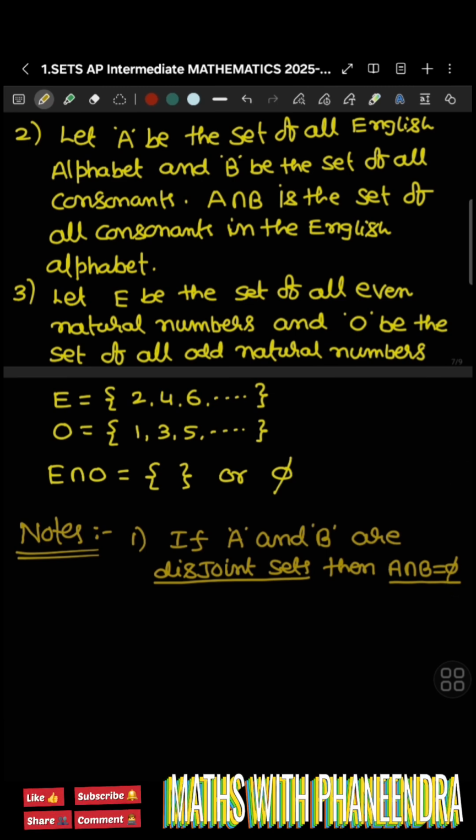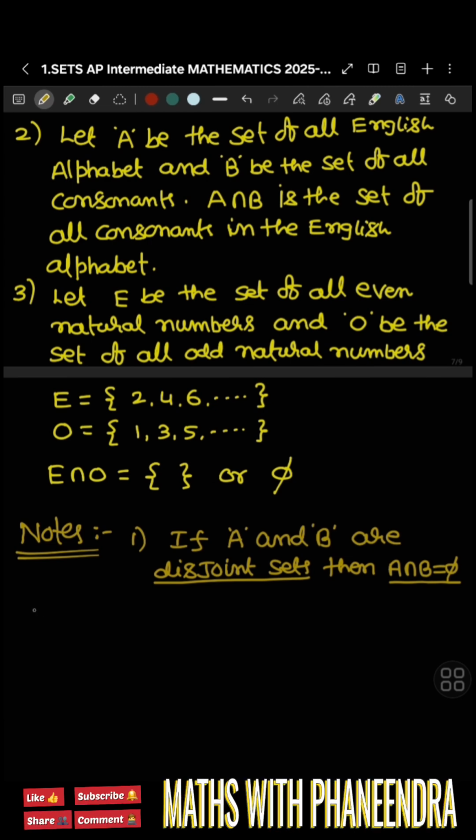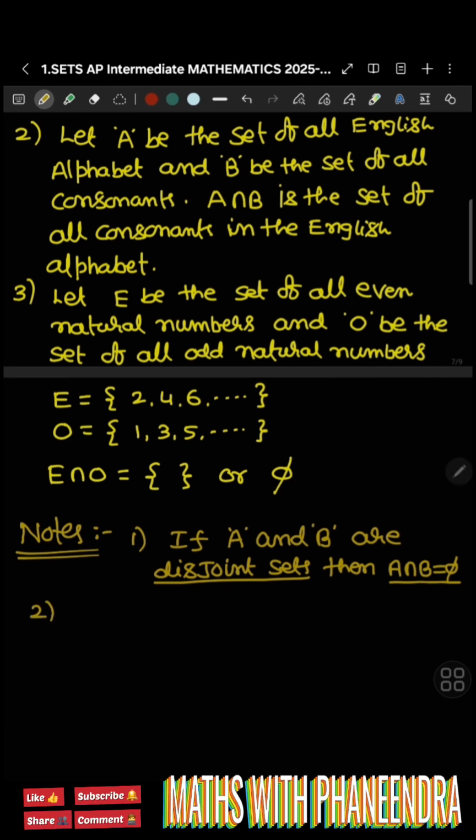in both the sets. For example, example 3 in the above, if you observe that E is set of all even numbers and O is set of all odd natural numbers, the intersection is null set, no? So E and O are said to be what? Disjoint sets. Okay, students, I hope you understand. Next, point number 2.